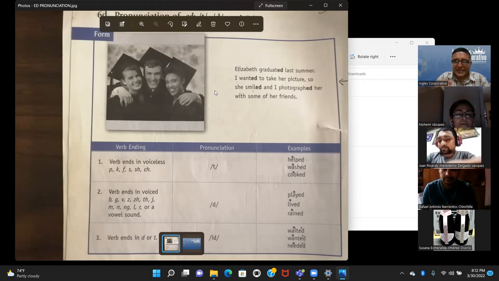Entonces, fíjese bien, la imagen se divide en tres categorías. Number one, si el verbo termina con cualquiera de esas, helped, washed, and cooked, esa ED va a sonar como una T solita. ¿En qué situación? Cuando el verbo termine en cualquiera de esas seis terminaciones. Number two, fíjese bien cómo cambia. Si el verbo tiene cualquiera de esas terminaciones, A, E, I, O, U, entonces usted va a decir played, lived, reigned. So how do you say yo jugué dos horas?